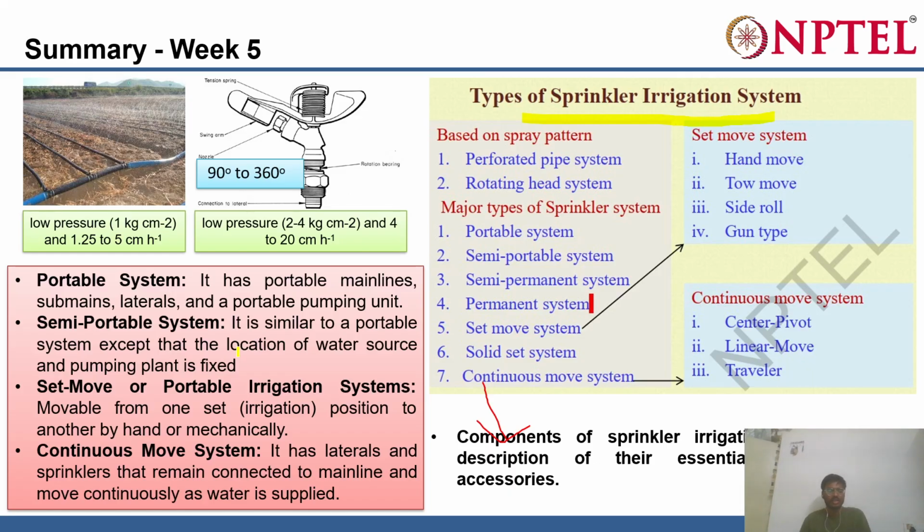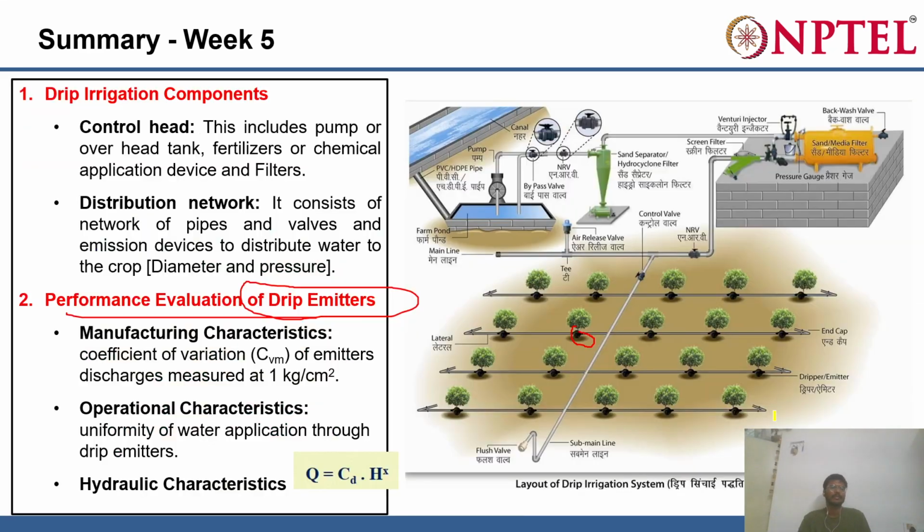are fixed. The set move or portable system is movable from one set of position to another by hand or mechanically, and then the continuous move system. From the name itself, it tells you the laterals and circulars remain connected to the mainline and move continuously as water is supplied. So these are the types of sprinkler irrigation system and their detailed names. And then we talked about components of sprinkler irrigation system with description of essential fittings as necessary. Continuing with this, we also focused on drip irrigation system.